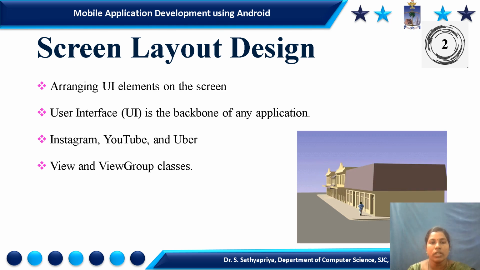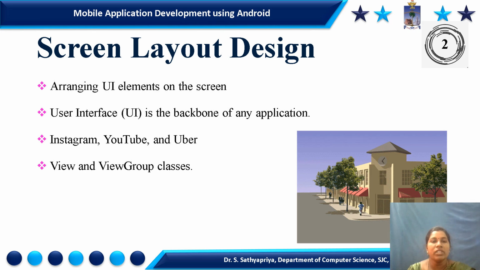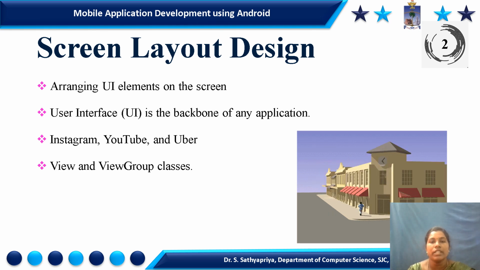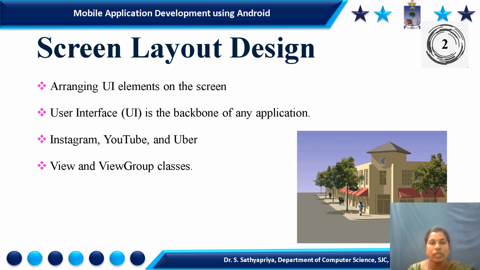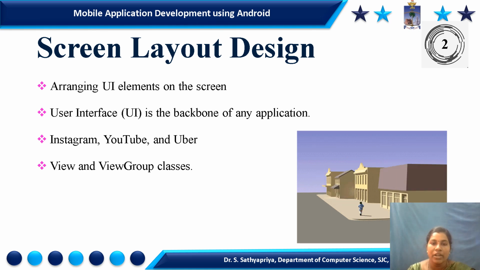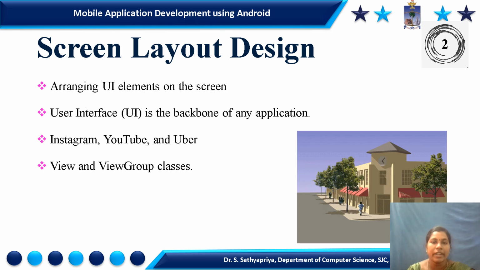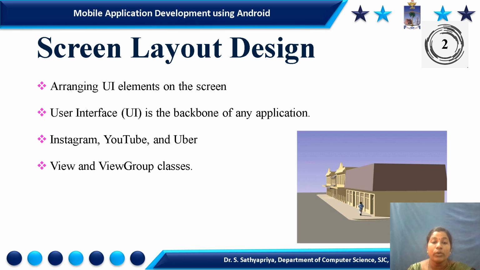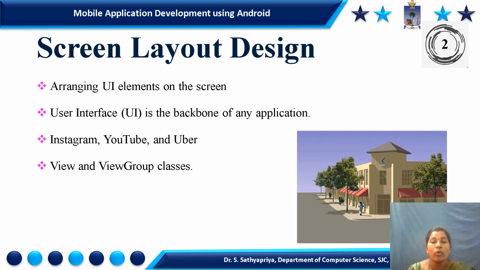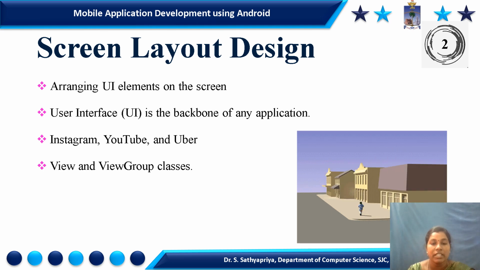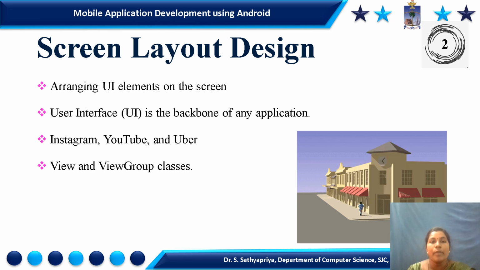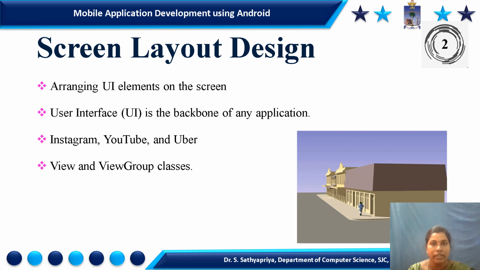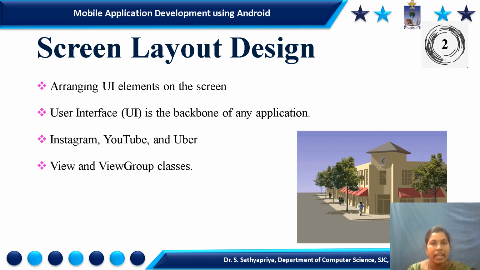Let's understand this concept with a simple example. Imagine designing a house. You need to place doors, windows, and furniture in the right places for a smooth experience. Similarly, in Android, we place UI components like buttons, text fields, and images in well-organized manners. So, good UI is not just about looks, it impacts user experience, performance, and usability. Android provides different layout structures to help developers arrange UI components effectively. Today we will explore them in detail.